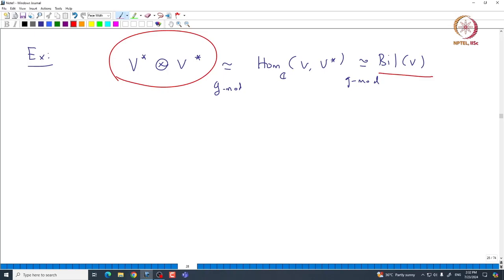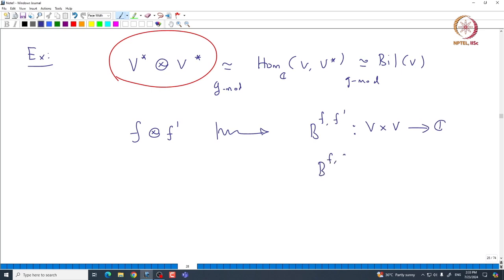For example, one can flip two tensors. If we take V tensor W, then it can be flipped to W tensor V. So there is this S2 action. Then we can ask what it corresponds to in the bilinear forms. If I take F tensor F dash, a simple tensor, then this corresponds to a bilinear form B_{F F'} defined from V cross V to C as follows: B_{F F'}(v, v') is just F(v) times F'(v'). So there is this natural bilinear form associated with the simple tensor F tensor F dash. This is again easy to see, I will leave it as an exercise.